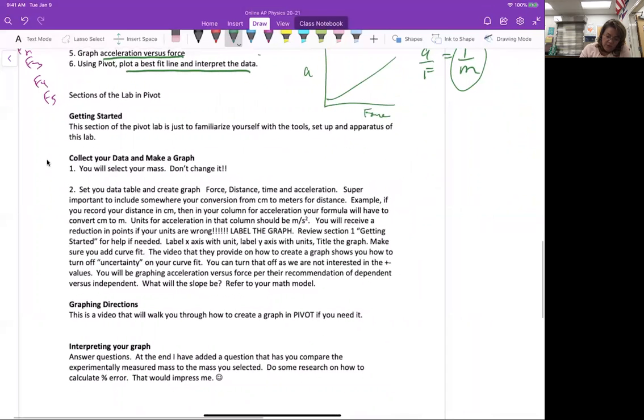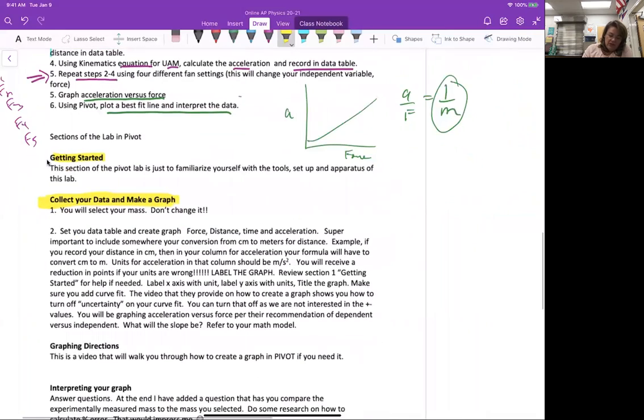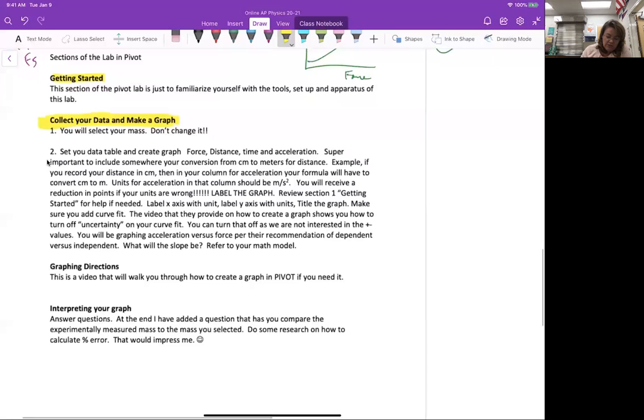All right. What are the instructions in Pivot? It'll have a get started section. It's just familiarizing yourself with all of your equipment. You're not actually doing your experiment. Then you're into collecting your data. Okay. They're essentially marching you through exactly what I just did. They're going to tell you, and actually I added some words in there, so you'll see.